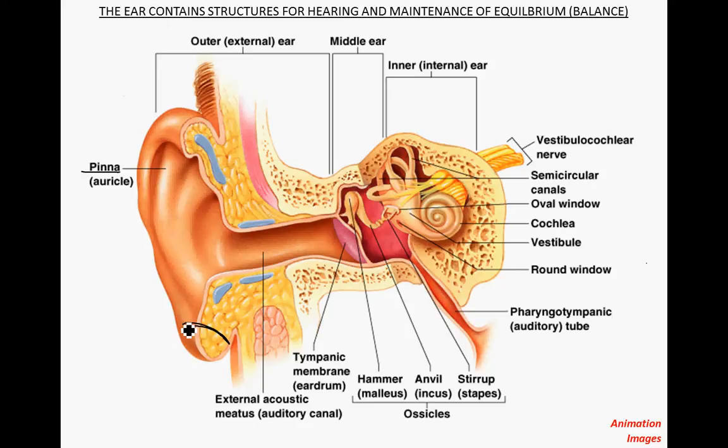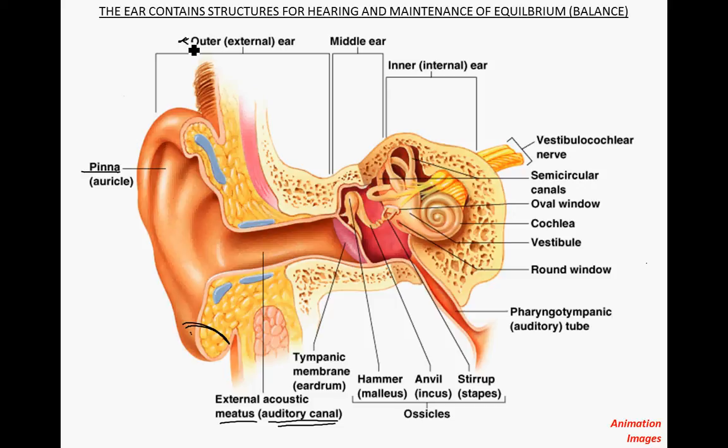The external acoustic meatus. This is pronounced meatus. This is also known as the auditory canal. You'll probably most often hear it referred to as the auditory canal. So this is if you were going to use a Q-tip. This is where the Q-tip would go to clean out your ear. So this is all the external ear, the outer or external ear.